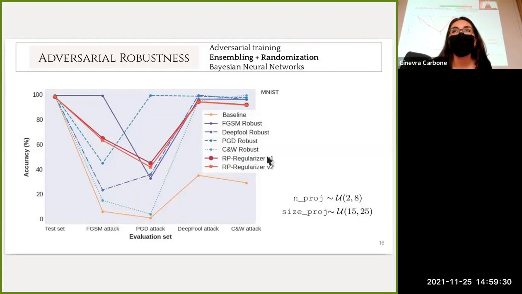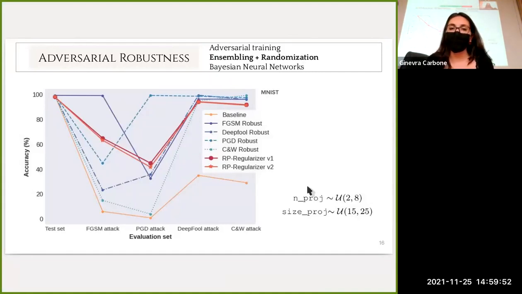Are you eventually aware of results where attacks are actually generated on the RP regularized network? I'm sorry, I'm accepting some new people. Oh, okay. Sorry, let me check. I have a message. Okay.